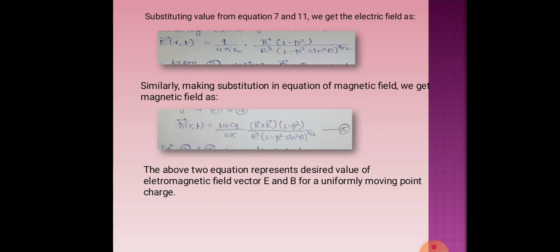Substituting values from equations 7 and 11, we get the electric field E(r,t) is equal to q upon 4 pi epsilon naught, R (1 minus beta square) upon R cube (1 minus beta square sin square theta) whole power 3 by 2. Similarly, making substitution in the equation of the magnetic field, we get the magnetic field B(r,t) is equal to mu naught c q upon 4 pi, beta cross R (1 minus beta square) upon R cube (1 minus beta square sin square theta) whole power 3 by 2.